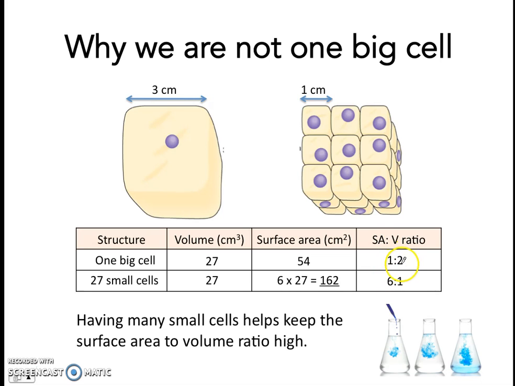See here, for the one big cell, the surface area to volume ratio is 2. But having many small cells keeps it at 6. So this helps the large organism to stay alive because it still has a high enough surface area to volume ratio to absorb nutrients at a high enough rate to stay alive. This big cell is not able to do that. It will not be able to survive. So that is why larger organisms are organized into many smaller cells rather than one big cell.